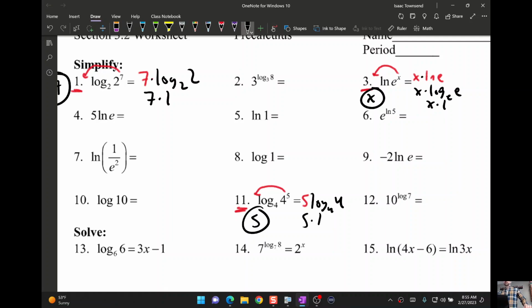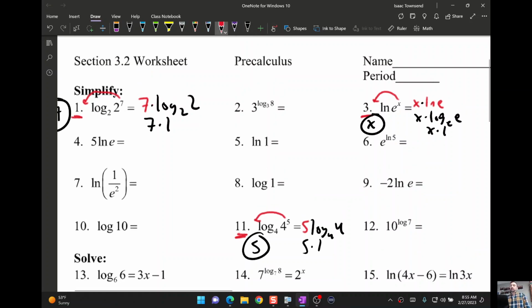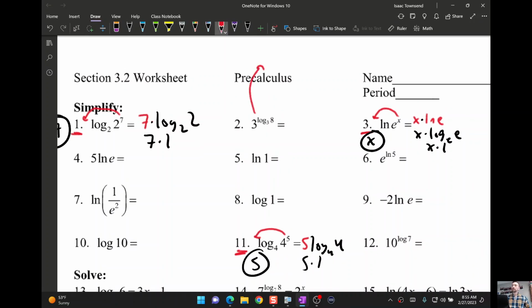Okay, so number 2 is a different property. So let's talk about what it is you need to remember with that. This is the one, unfortunately, that you just don't get to use very much, but you got to recognize it to be able to use it in calculus. This property says if you have a number whose exponent is log and the base is the same number of something, that all just simplifies to be the something.